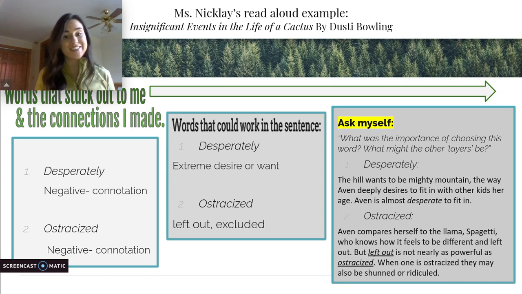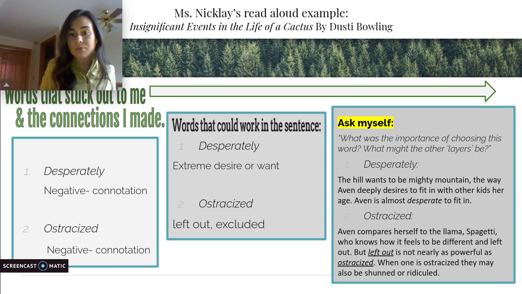And then ostracized. I love this word. In the light in which it's being used, it's very negative. So Avon compares herself to a llama, Spaghetti, who knows how it feels to be different and left out. Those are the two words that you could input instead of ostracized. But left out is not nearly as powerful as ostracized. When one is ostracized, they may also be shunned or ridiculed. And Avon feels that way because she might be shunned from the crowd because she doesn't have arms, and the kids worry that she won't actually fit in with them and the things they might do, and how could she be a normal kid if she doesn't have arms?